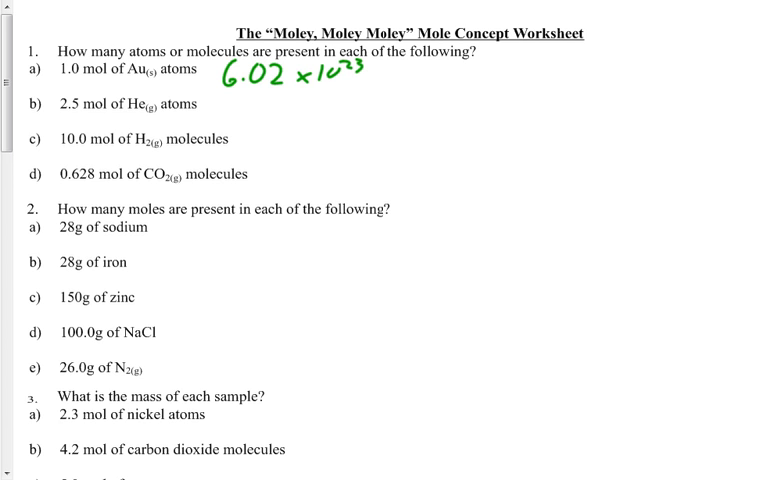Okay, so if I want to do letter B here, it's going to be Avogadro's number times 2.5, and so on down the way. All right, for number 2, you will have to use the mole equation, because they give you the material and the mass and ask for moles. Okay, so once you get past number 1, then you're using the mole equation again.